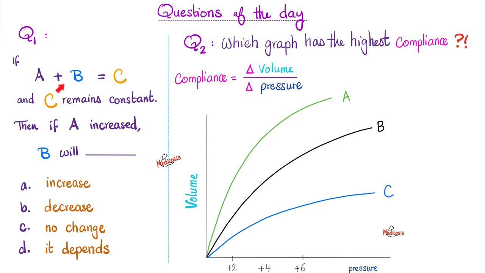Question 1. If A plus B equals C, and C is going to remain constant, and then A will go up, what's going to happen to B? Please pause and try to answer this yourself. And the answer is B will decrease. Because I've told you in the last video that when you have 2 entities added to one another or multiplied by one another, then the relationship between them is inverse, provided that the third entity remains the same. So if A goes up, B goes down. A goes down, B goes up.